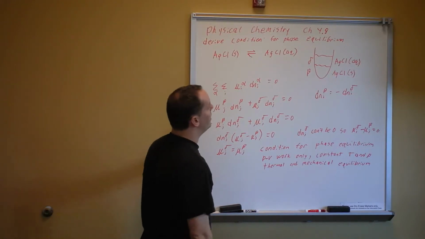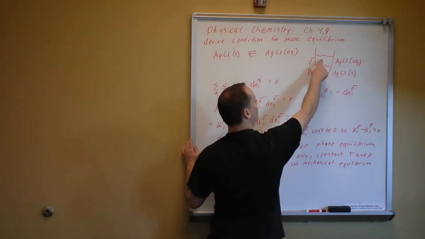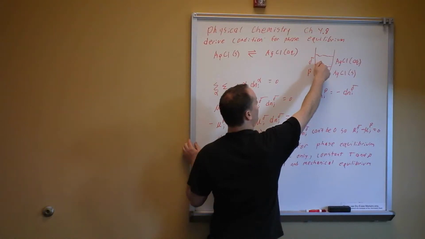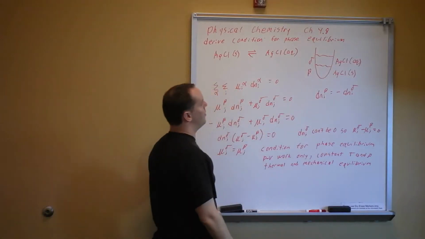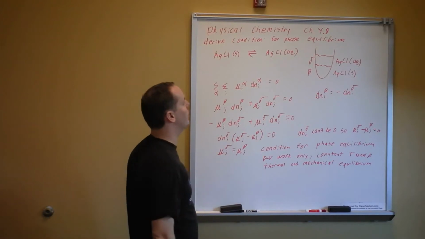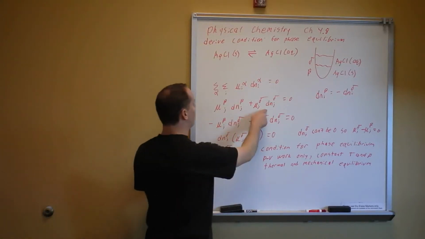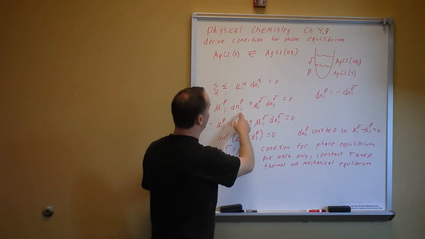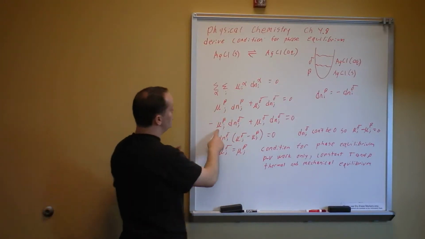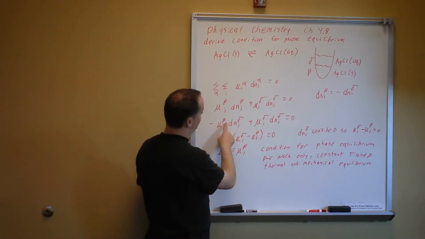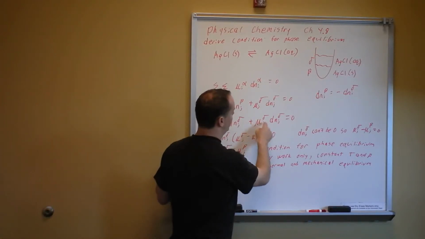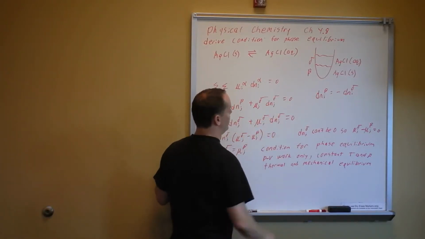Now we also know we only have two phases, so whatever amount of silver chloride goes from one phase to the other could also be written as minus the amount going from that phase into the other. It's just like we do with heat. Q out equals minus Q in or whatever. So we're going to take advantage of that. We're going to replace this dn_j of beta with minus dn_j of delta. So we get mu_j in phase beta times minus dn_j in phase delta plus mu_j in phase delta, dn_j phase delta is equal to 0.